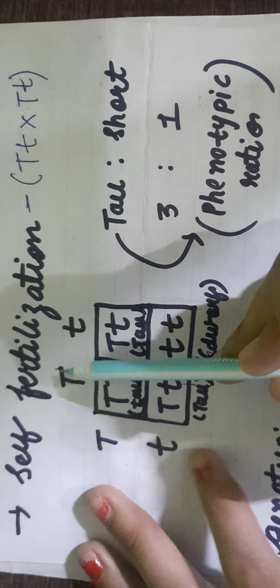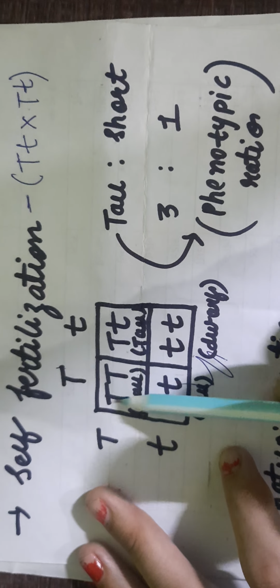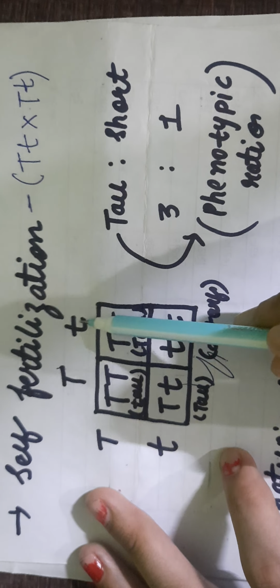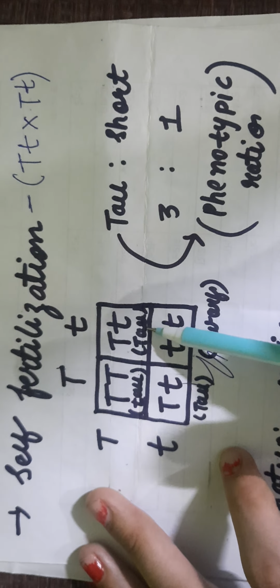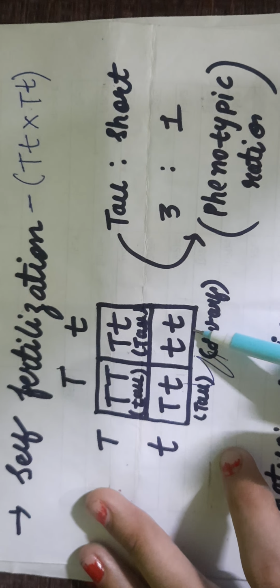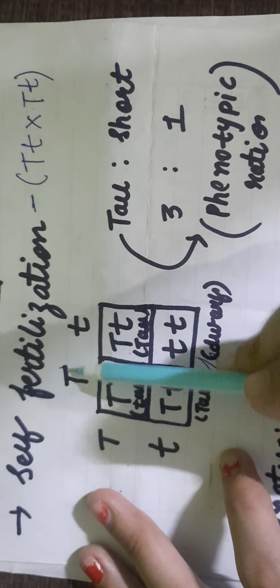Okay, so now in the Punnett square, what you can see, this capital T will give the homozygous tall. Okay, this T will give heterozygous tall, and homozygous short. Okay, so how have I made this?